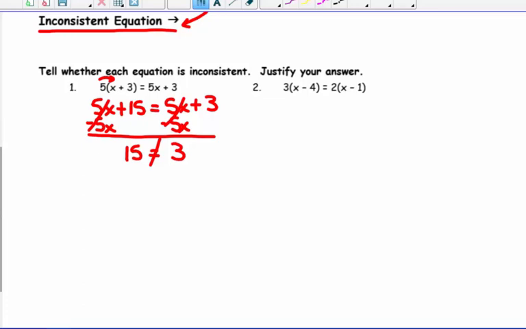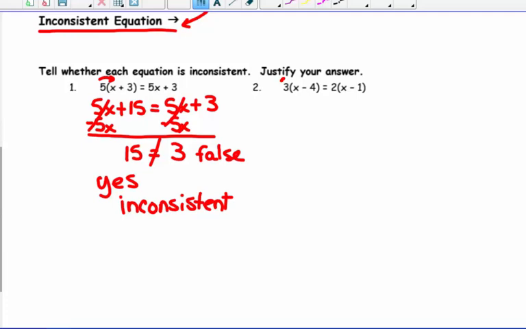So tell whether each equation is inconsistent. Yes, this is inconsistent because this is a false statement. Yes, it's inconsistent. Justify your answer because that is a false statement. 15 does not equal 3.